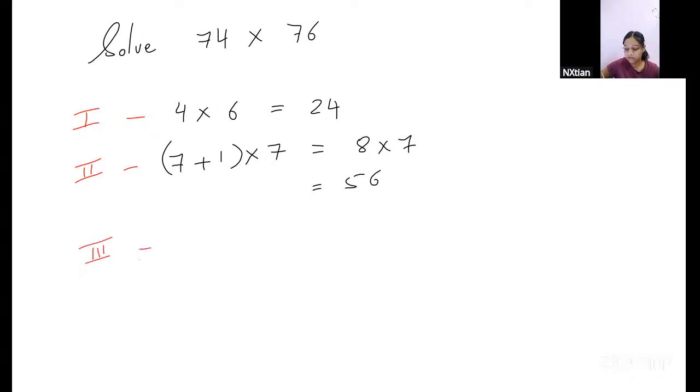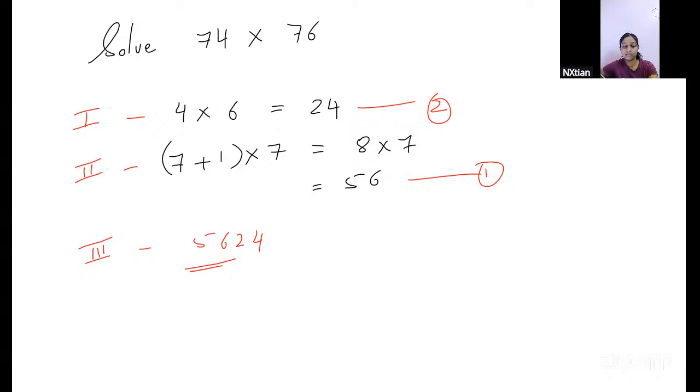Third step, we put them together. 56, 24. This we will put first and this we will put second. So 5624. Hope this was clear to all of you.